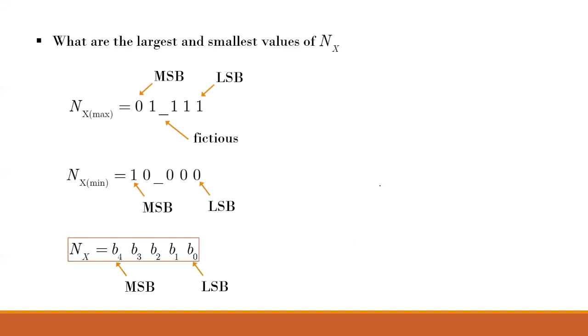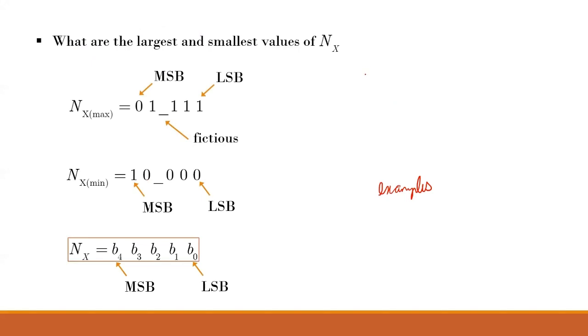I'll also show some examples, and we will solve them. In that I will explain these things. Let me just once more do this. Assume we have Q2.3.